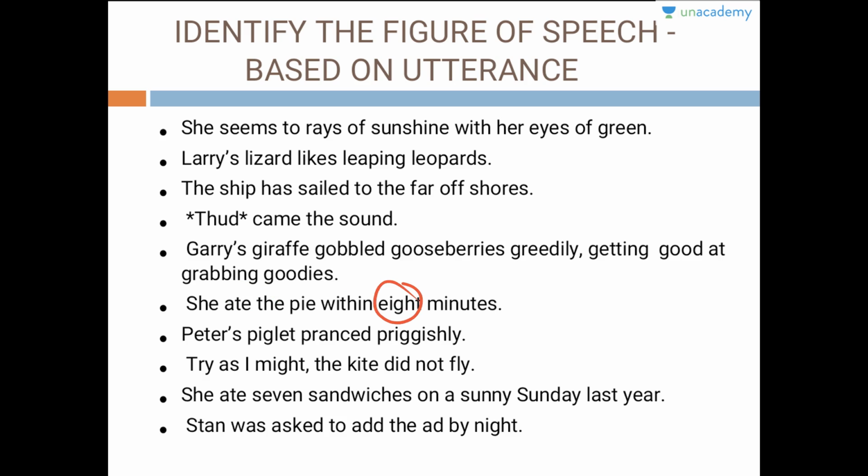So, Peter's piglet pranced priggishly. This is again an example of alliteration because of the P at the beginning of every word. Try as I might, the kite did not fly. This is an example of assonance because of might, kite.